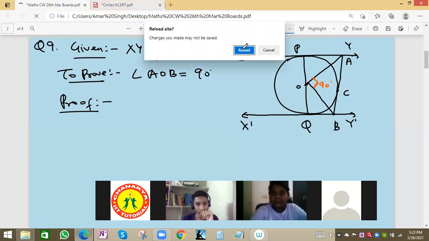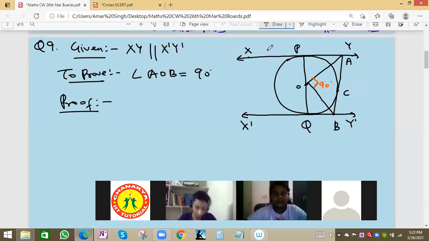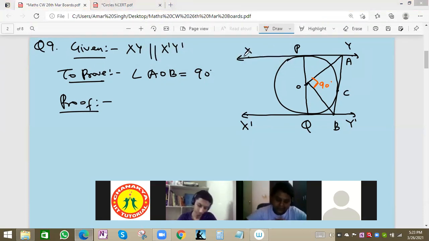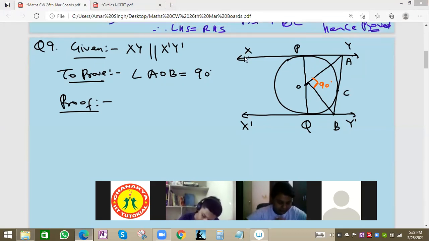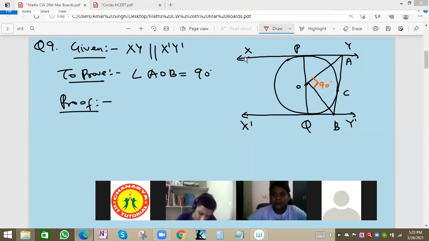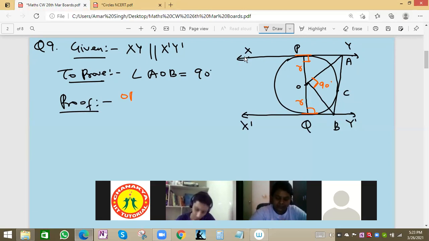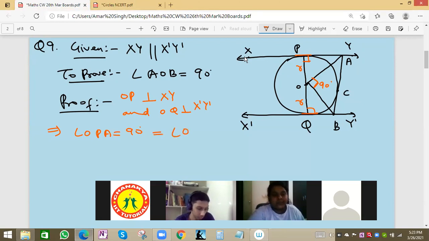So 2CAB plus 2CAC. So here is the proof of this question. This is the radius line, and this will be the tangent. So this will be 90 degree. Radius and tangent, this will be 90 degree. So OP will be perpendicular to XY, and OQ will be perpendicular to X dash Y dash. So this implies we can write angle OPA equal to 90 degree equal to angle OQB.